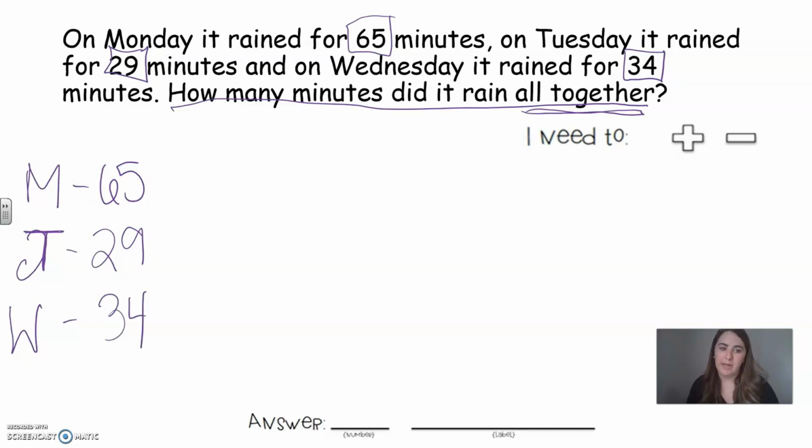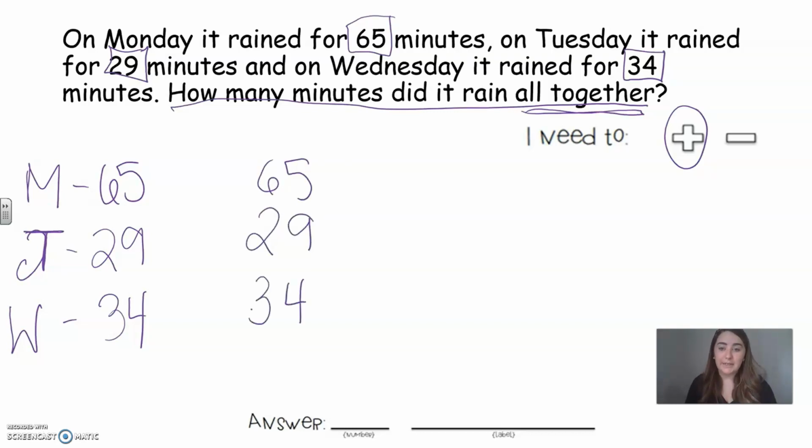Now I need to figure out, are we adding or subtracting? Do you remember? All together. All together is a key word for addition. Good job. So now all we need to do is take our 3 numbers and add them all together. 65 plus 29 plus 34.